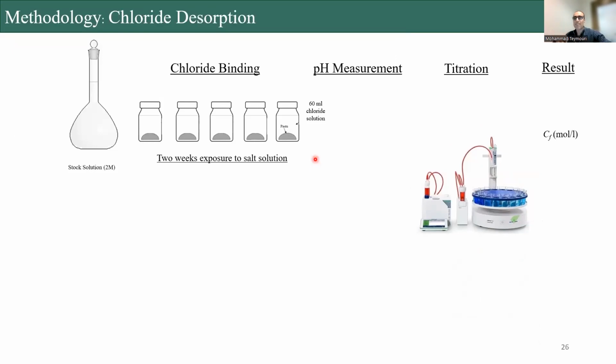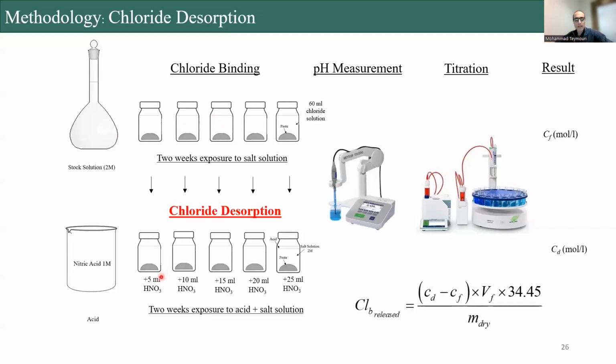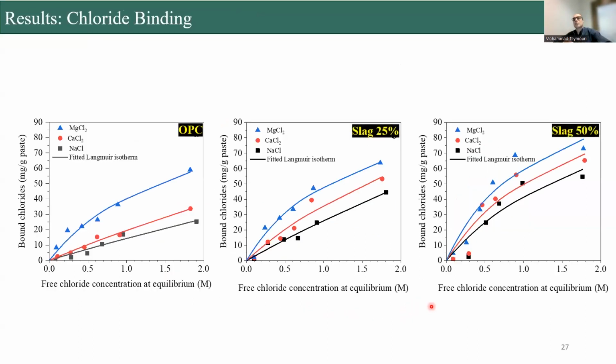For chloride desorption, we did the same thing for the first part, because if you want to know how much of these chloride disassociated from the matrix, first you need to know how much of that bound, and then you can measure the desorption. So we use a different range of the acid. Why different range of acid? Because we wanted to have different pH levels. And again, we measure the amount of the chloride in this step. The difference between this step and the last step gives us how much of that chloride disassociated.